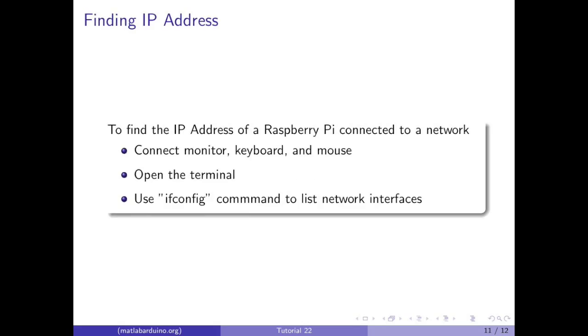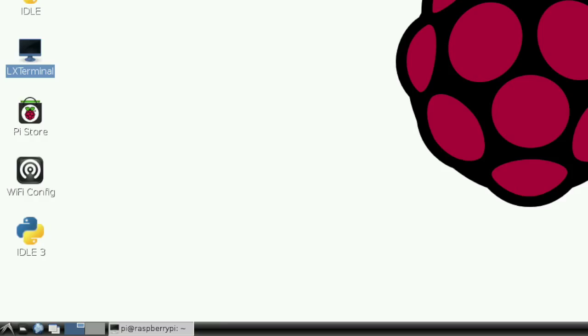Since we are going to be programming the Raspberry Pi remotely from another computer, we need to find its IP address. To do this, you have to make sure that the Raspberry Pi and the computer you are using are connected to the same network. Then, connect a monitor, keyboard, and mouse to the Raspberry Pi. Open up LX Terminal on the desktop.